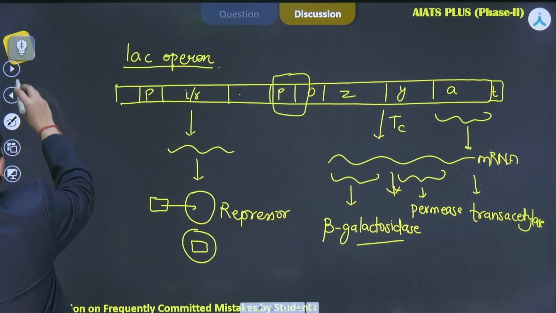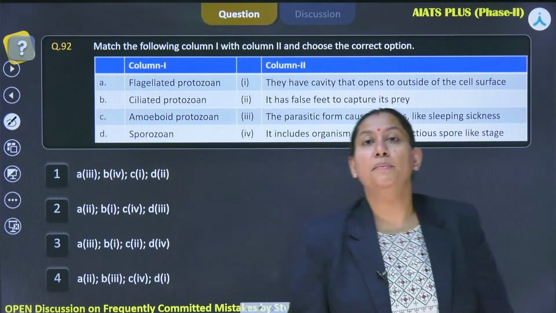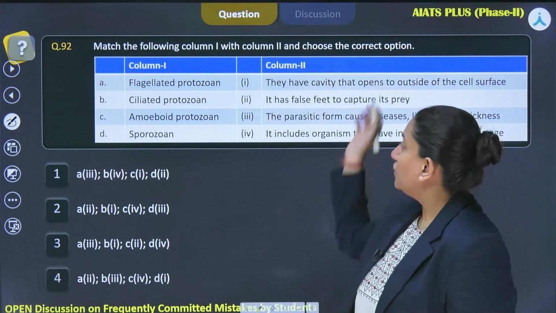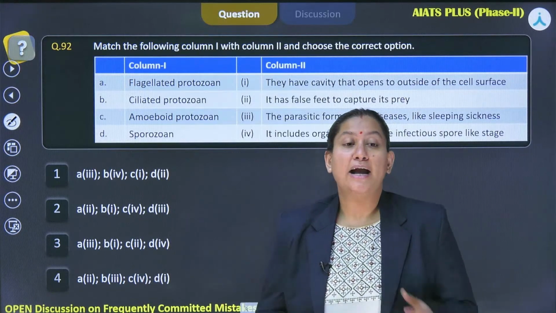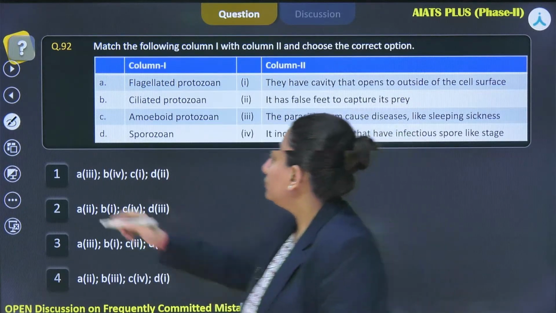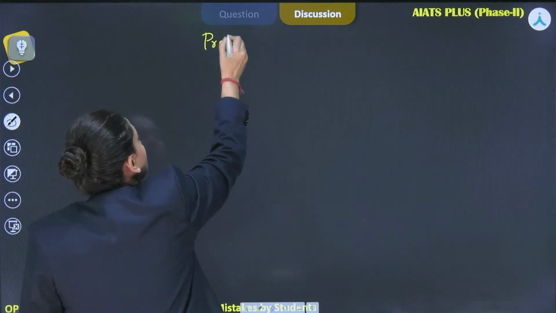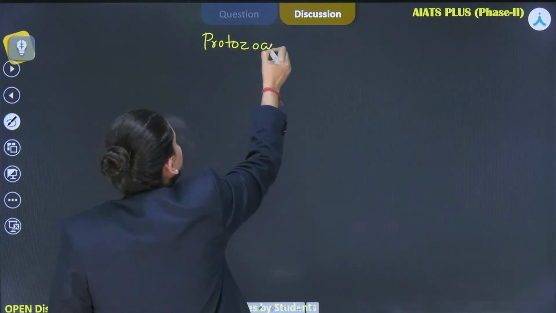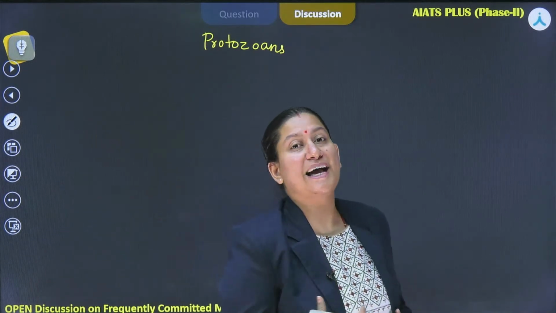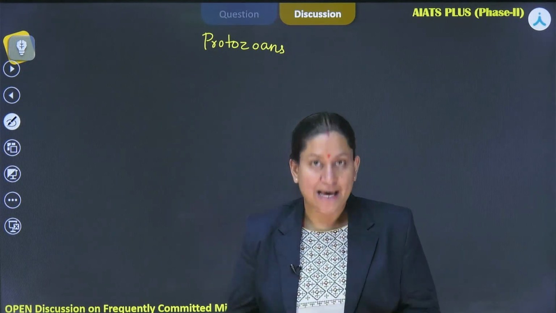All right. So let's move ahead to another question, which is from biological classification. It says that we have to match column 1 with column 2 and choose the correct option. And over here in column 1, we can see the protozoans, right? So when we talk about the protozoans, the first common feature in all the protozoans is that they lack a cell wall, and that is why they are believed to be the ancestors of the animals, right?